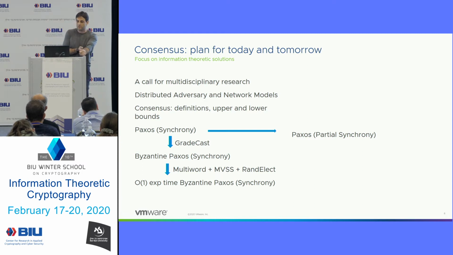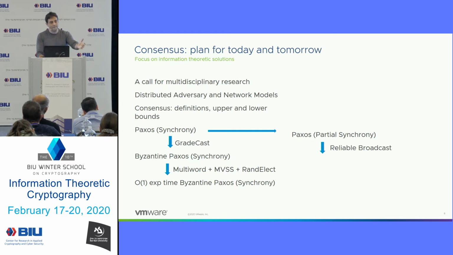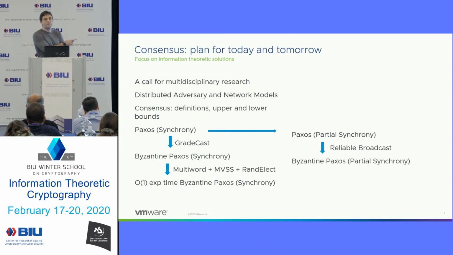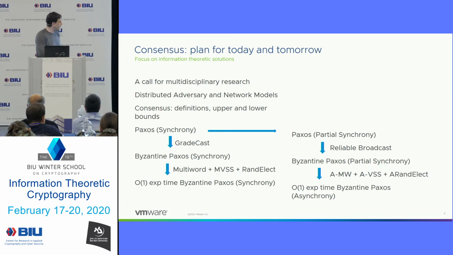This is the famous Paxos protocol that we're going to go over. And then, again, using a variant of gradecast, which is called reliable broadcast, we're going to be able to do the same thing and get a Byzantine fault-tolerant solution in the partial synchrony model. This is really the PBFT and HotStuff type protocols. Again, everything here is going to be in the information theoretic setting, and we're going to eventually lift that into an asynchronous protocol that has a constant expected number of rounds. So that's the plan for 2 days. I'm not sure we'll get to this last part, but maybe at a high level.